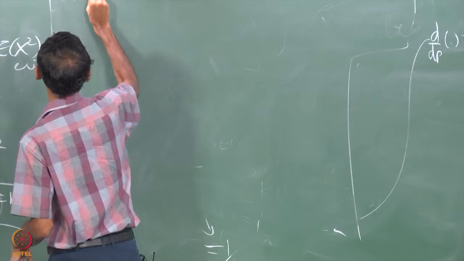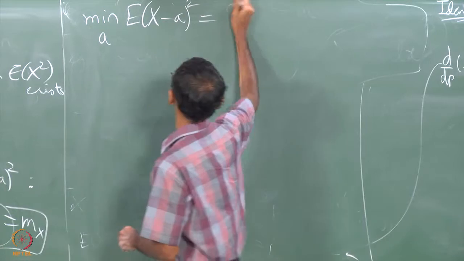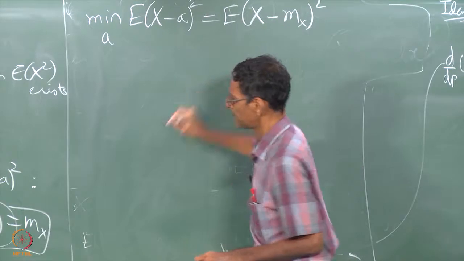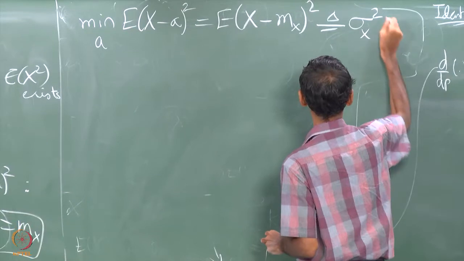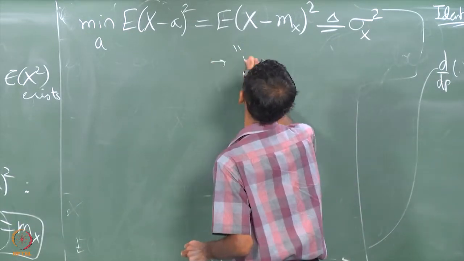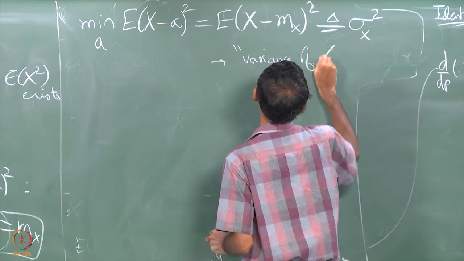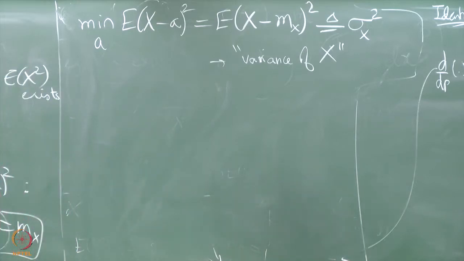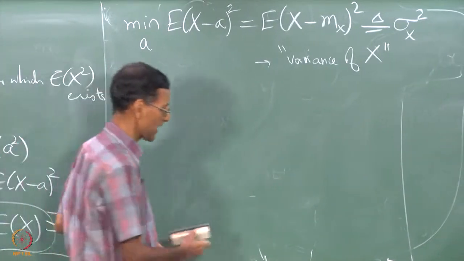The minimum over a of E of (x minus a) whole squared is basically E of (x minus mx) whole squared. This is so important that it is written as sigma x squared, called the variance of x. It is by far more important than E of x squared itself, although E of x squared is needed to understand where it comes from.